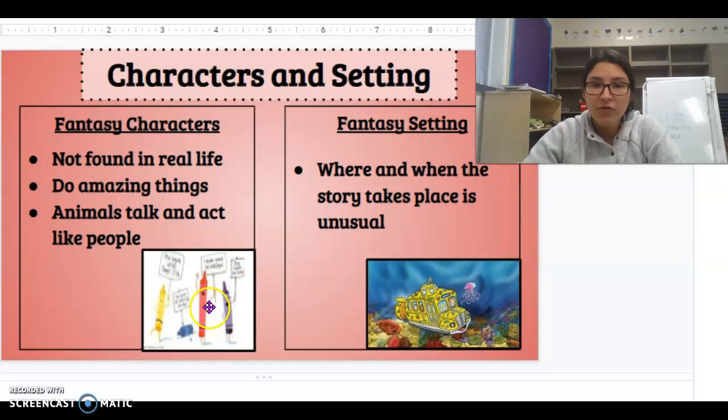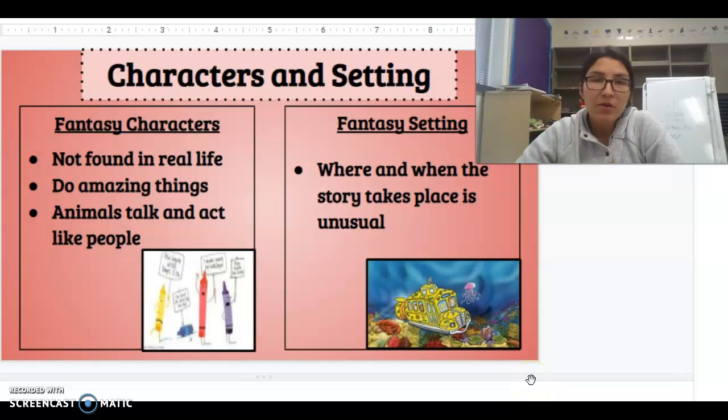Okay, and that's what I mean by not found in real life. Here are some characters from the story, The Day the Crowns Quit. They're holding little signs. This is fake. It cannot actually happen, okay? Fantasy. Now, fantasy setting, where and when the story takes place is unusual.